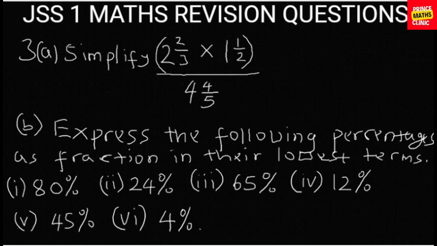Okay, let's look at this particular question. We are asked to simplify. Now, in the numerator is what you have before the division, that is, what you have on top of the line. Open bracket, 2 whole number 2 over 3 times 1 whole number 1 over 2, all divided by 4 whole number 4 over 5.